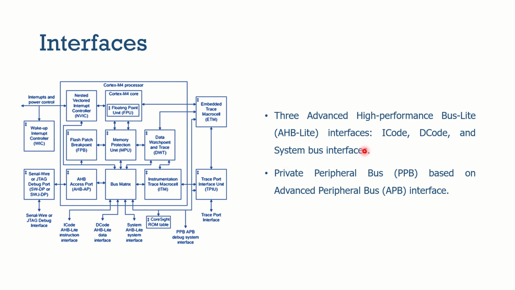They are very advanced, and you can see that here, they all come under the bus matrix. And I code, AHB lite instruction interface, D code is for data interface, S code is for system interface. I name it S code, but it is actually system AHB. Advanced high performance bus, AHB, for data, for instruction, for system interfaces. This is very new, and this was not there in the previous versions. So these bus interfaces are very good. And the private peripheral bus, PPB, is supported. Private peripheral bus is also supported, and APB, advanced peripheral bus, is supported.